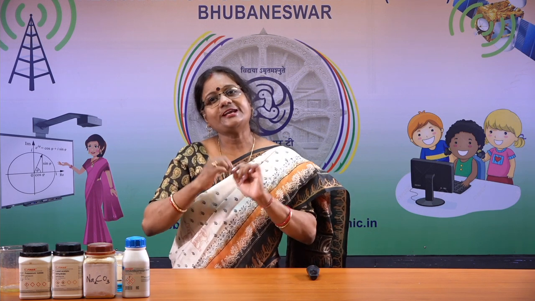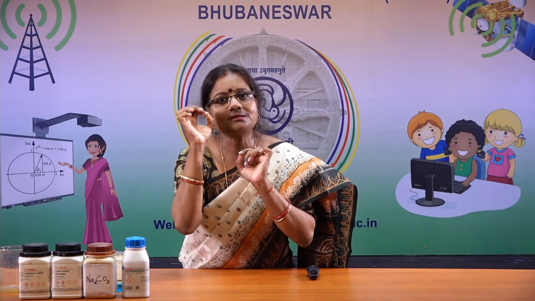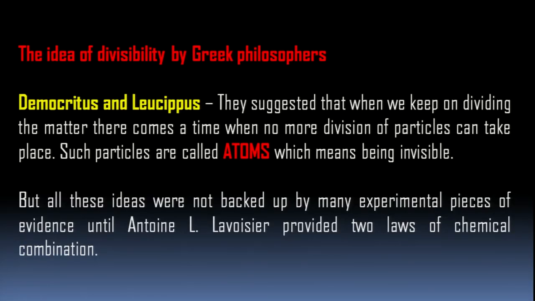If we go on dividing and dividing, suppose for example I take a piece of paper and start cutting it till the last bit, as far as we can mechanically cut it. But a time will come when we cannot cut further. Okay? That part of the matter, or the paper, I'm talking about is known as an atom. But all these ideas were not backed up by experimental evidence until Antoine Lavoisier provided two laws of chemical combination.